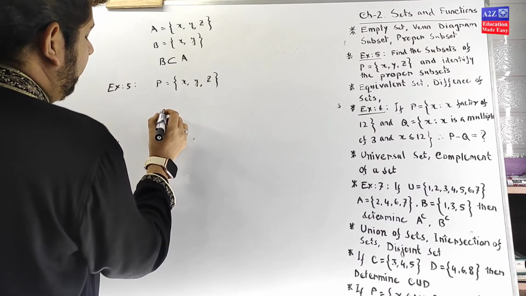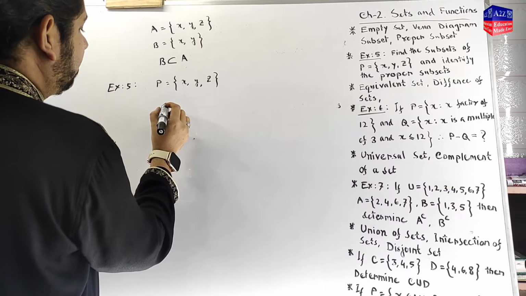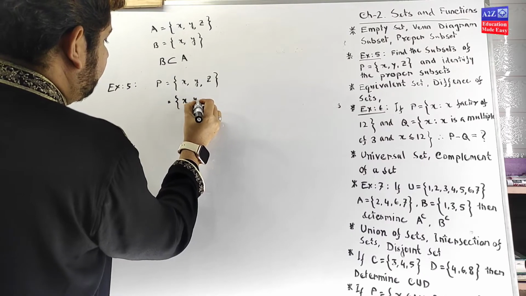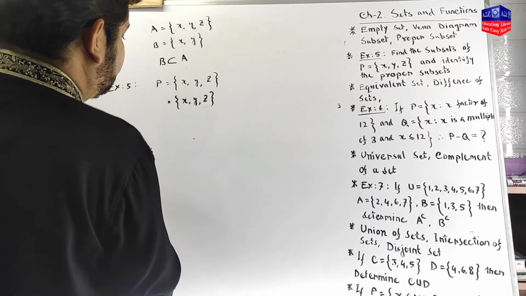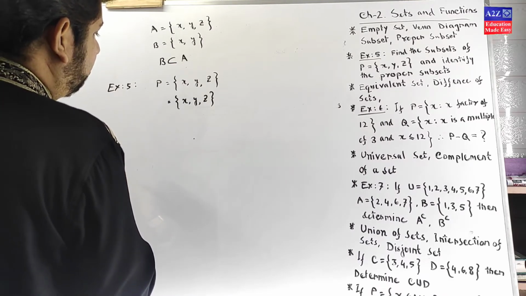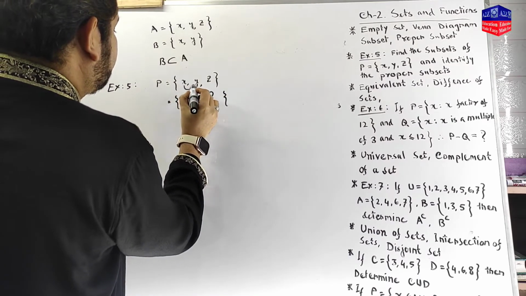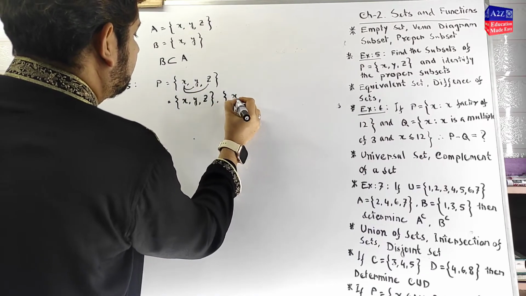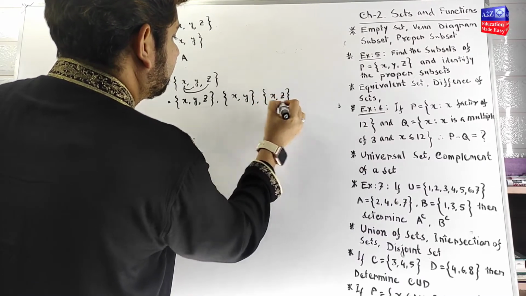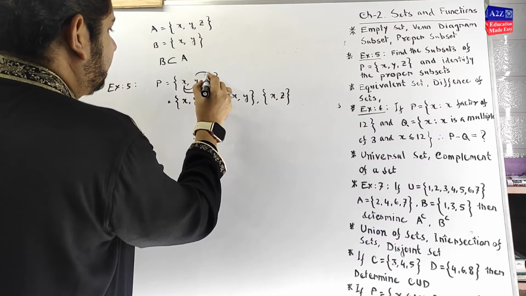So how can I find out? I have to prepare the sets combining all the elements. So how can I combine? For example, first of all, I will take the original set. This is the first subset. I mean, the original set itself is a subset of P. And secondly, I will prepare the combinations X, Y, then X, Z. These are the 2 subsets. Thirdly, I will prepare another combination using Y and Z.